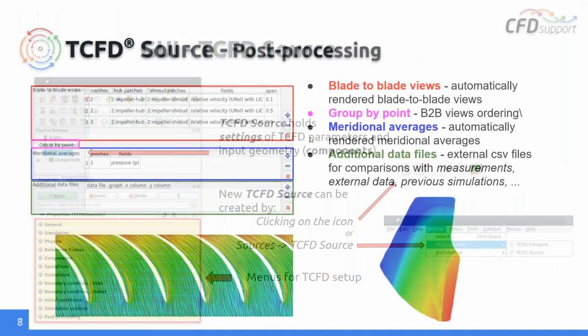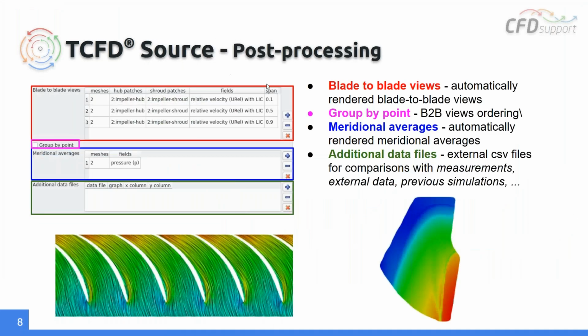Then there is, as a part of the TCFD source, some automatically generated visualization like blade-to-blade views or meridional averages, which can be preset within the TCFD source. So which plane, which field to be visualized, and so on. So this can be done directly. And any other visualization can be done with standard ParaView after the simulation.